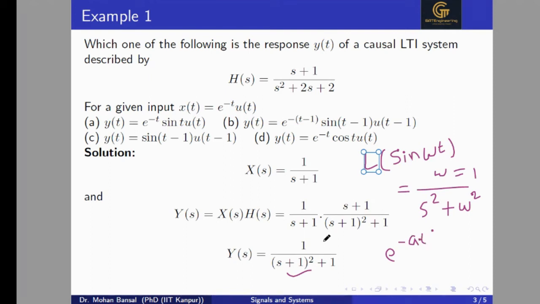So from this property, we are getting e to the power minus at multiplication with y of t, or multiplication of sine t. So here 1 divided by s square plus 1 is our sine t.